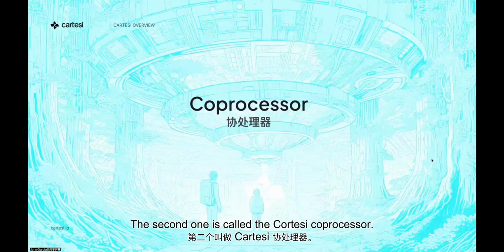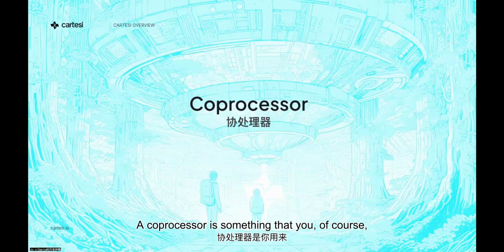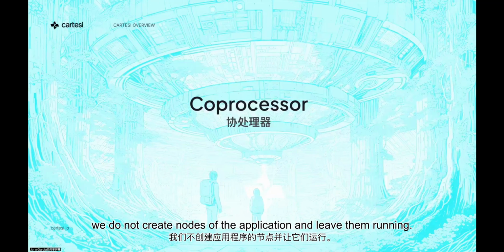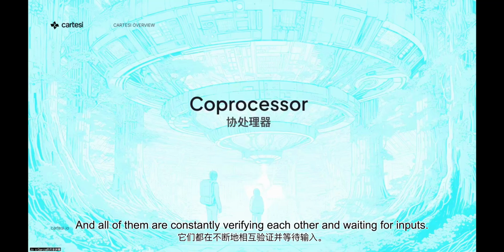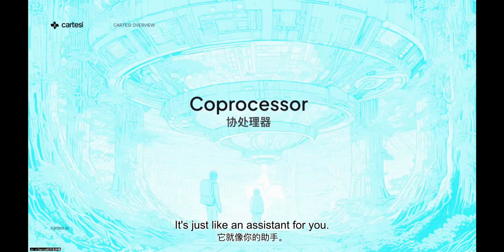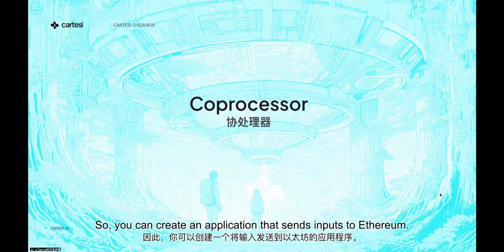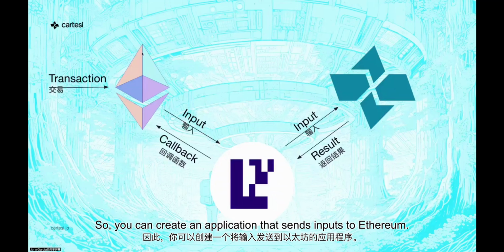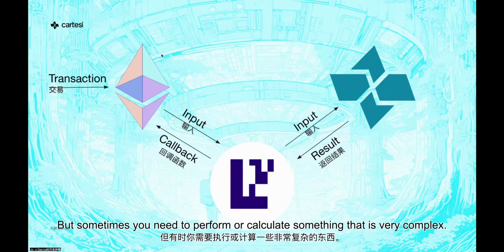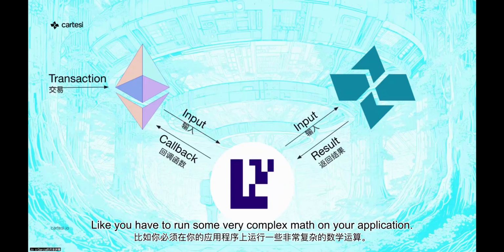The second one is called the Cartesi Coprocessor. A coprocessor is something that you, of course, use to assist your main processor. So in this case, we do not create nodes of the application and leave them running, all of them constantly verifying each other and waiting for inputs. The coprocessor is something that assists another application. It's just like an assistant for you. So you can create an application that sends inputs to Ethereum, and your whole application is running in here. But sometimes you need to calculate something that is very complex, like some very complex math on your application.